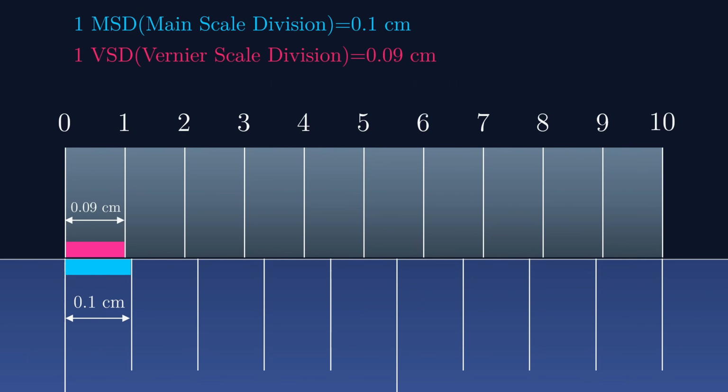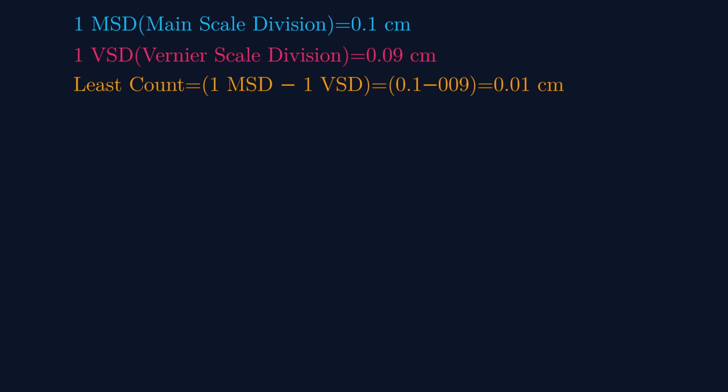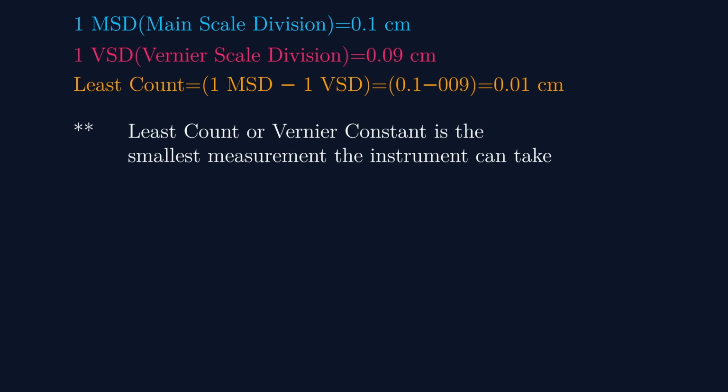If we subtract the VSD from the MSD, we get the least count, also known as the Vernier constant. In our case, the least count is 0.01 centimeters. This least count represents the absolute smallest length that this specific caliper can measure. Let's see exactly how that works in practice.